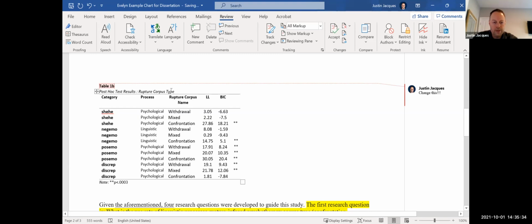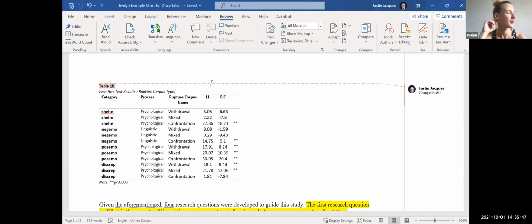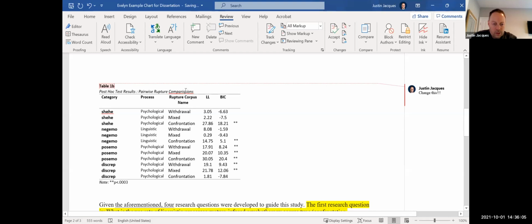That's right. Thank you. Do I want to call it rupture corpus type? Any language you would use? Let's see. Post hoc test results for pairwise rupture comparisons. Awesome. Okay, and then I'm going to add a row. This really cool row is going to be right here, and it's going to indicate which two have been compared. The order doesn't really matter. It's just going to be like corpus 1 versus corpus 2.